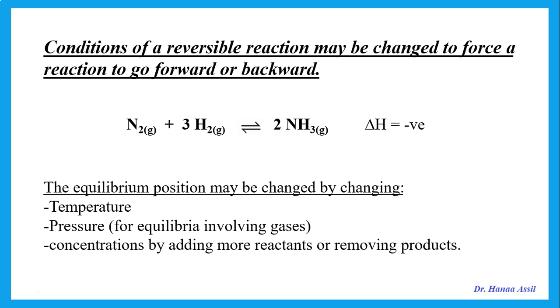I can change temperature or pressure. If we're talking about gases, since this reaction involves only gases, then we can change pressure, and we can either add more reactants or add products, or remove reactants or remove products. This is how you change the point of equilibrium. Point of equilibrium means, is it going to go forward or is it going to go backward?